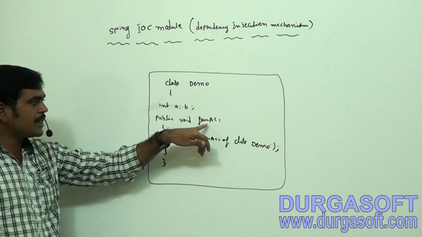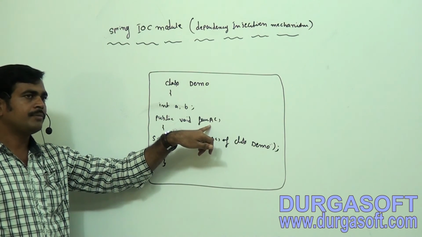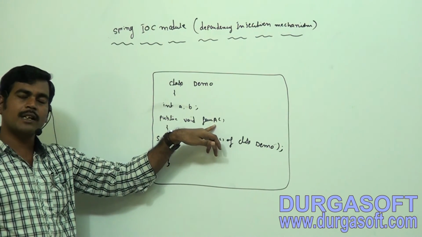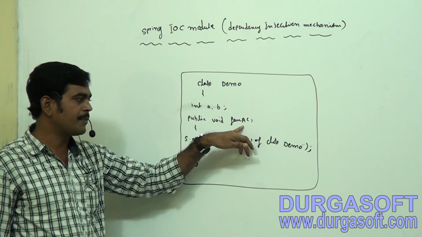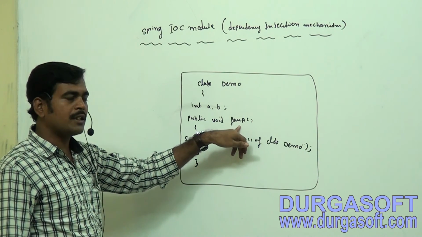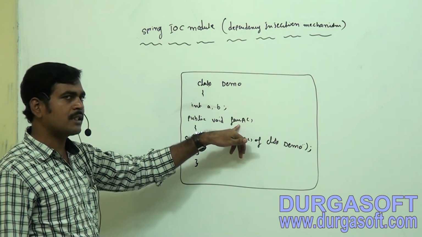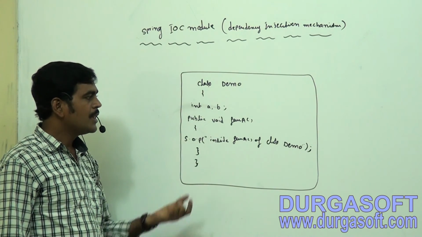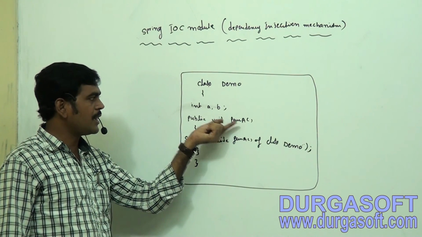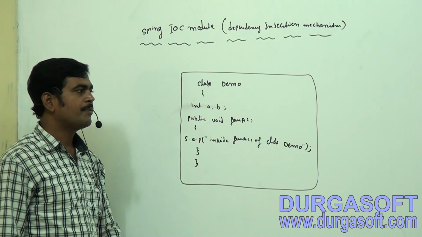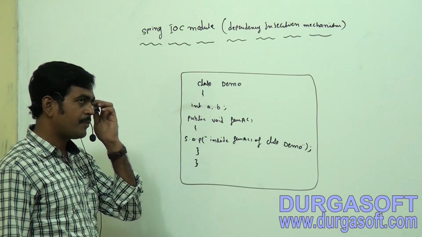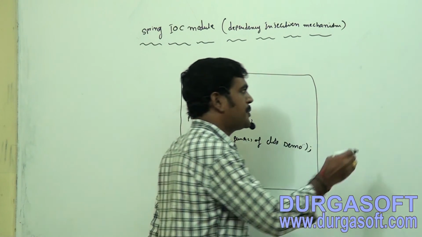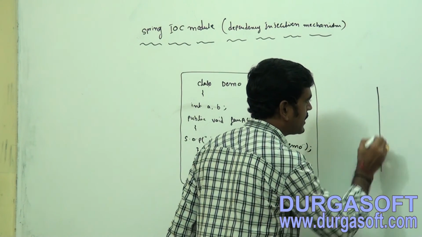If we want to call this function a, then what is required? An object is required, right? Yes, it is required. Without an object we can't call this function a. This is an instance method, and these two are instance variables. If we want to call this function a and these instance variables, an object is required. How to create an object? We can create an object like this.